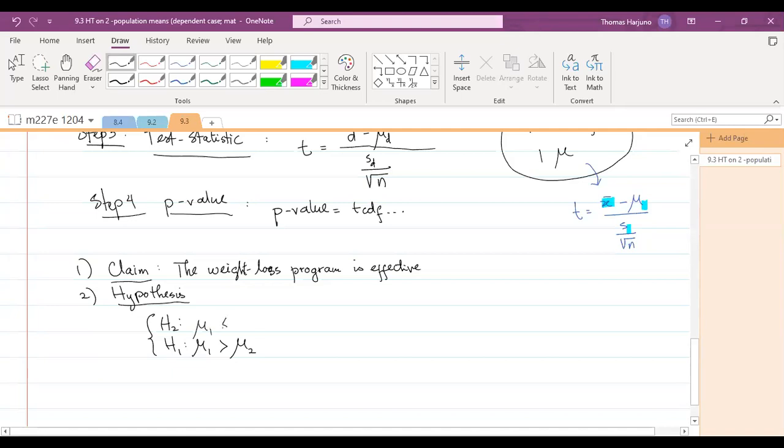Okay, mu1 less than or equal to mu2. But the claim is the weight loss program is effective. So this is the claim. And then this is a right tail. Okay, now I modified that right away to the mu-d style. The null hypothesis will be mu-d less than or equal to 0, and the alternative, mu-d greater than 0. Now step 3, test statistic.